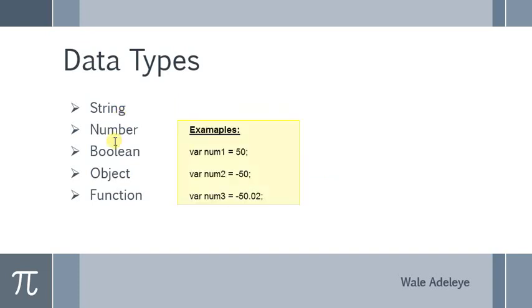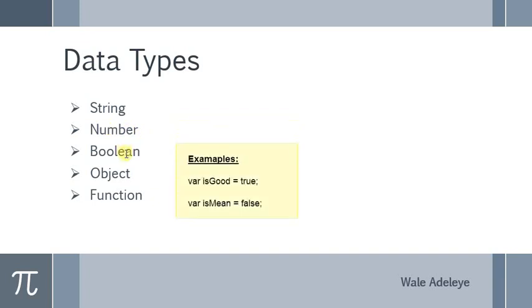And for a number, this is a no-brainer. A number is just any number. It could be a negative number, a positive number, or a decimal number. Any number goes into this category. And Boolean is just a way to classify true or false kind of data. If you have data that is just either true or false, that takes Boolean. For object and function, I'm going to pass on those for now. I will be talking about those later with examples. But now we just concentrate on string, number, and Boolean.